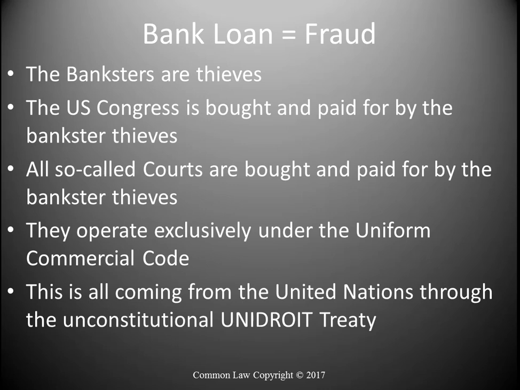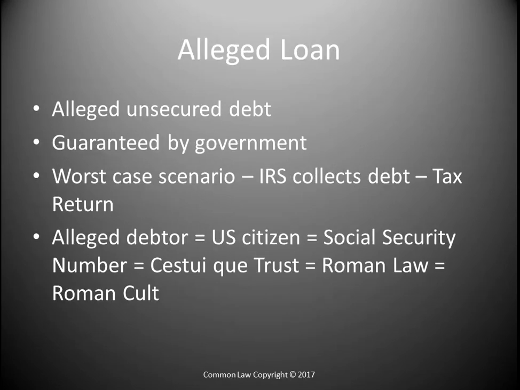The banksters are thieves. The U.S. Congress is bought and paid for by the bankster thieves. All so-called courts are bought and paid for by the bankster thieves. They operate exclusively under the Uniform Commercial Code. This is all coming from the United Nations through the unconstitutional Unidroit Treaty and the Roman cult. So we're talking about these alleged loans, an alleged unsecured debt, alleged debt, whether it's guaranteed by the government or not.